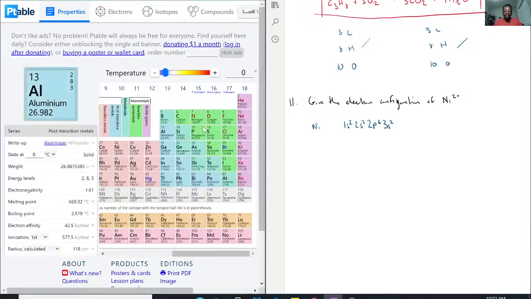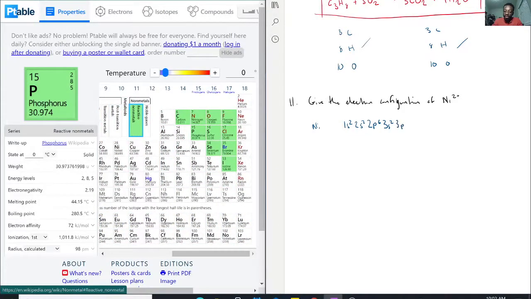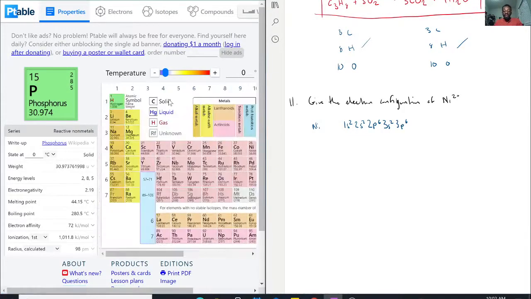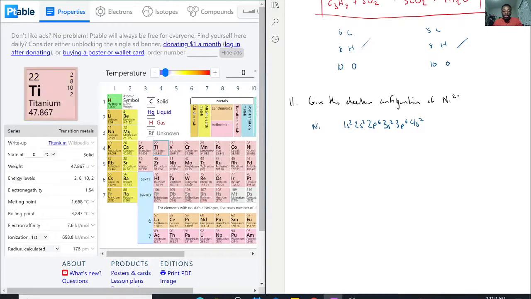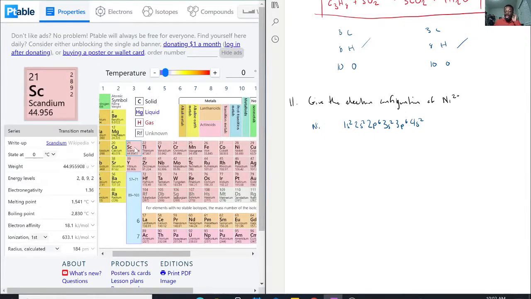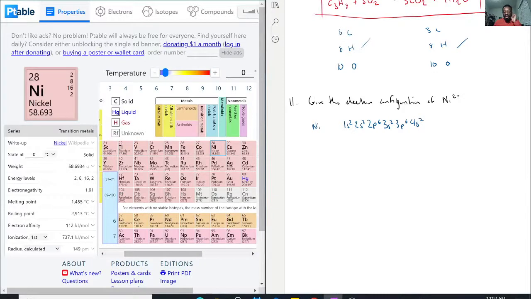Then we have 3p6. And then we're going to fill in the potassium to calcium. That will be 4s2. And then we enter the transition metals. This right here is a d orbital. And we have 3d8.